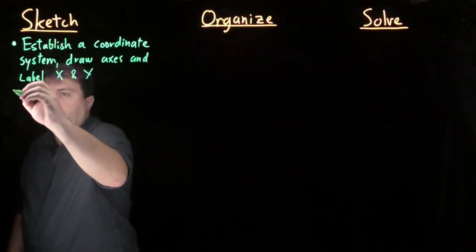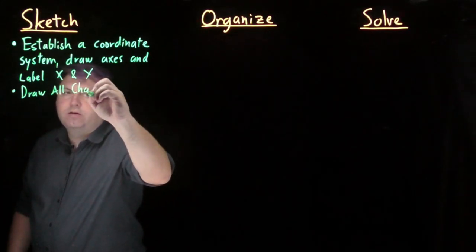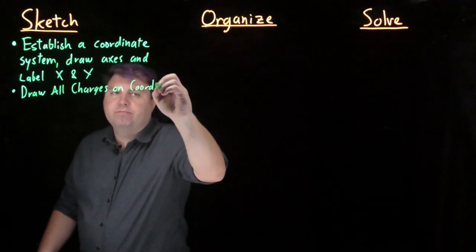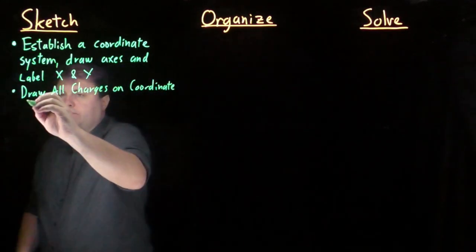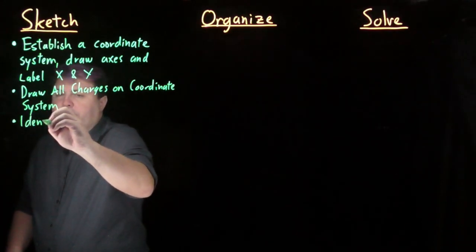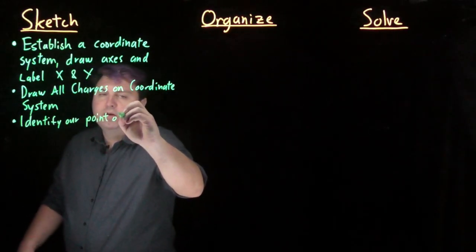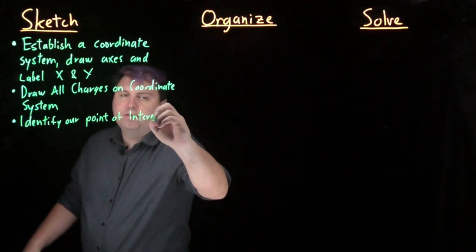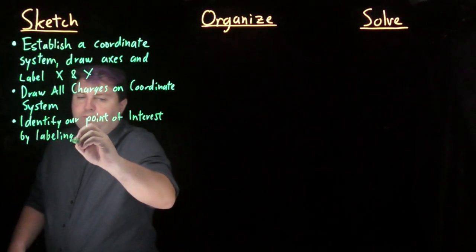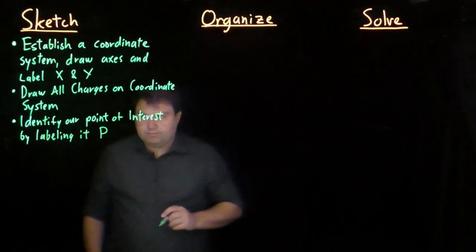Once we've established our coordinate system, we want to draw all the charges on the coordinate system. And we want to identify our point of interest by labeling it, and usually we label it just right with capital P or something like that.